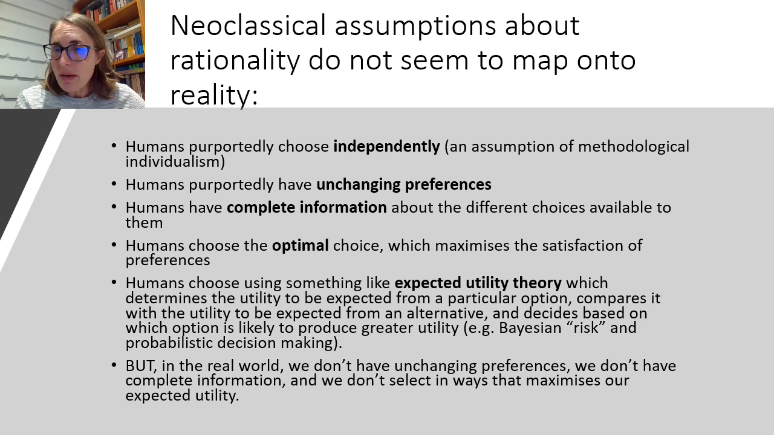and if you like, you can look up expected utility theory in the Stanford Encyclopedia of Philosophy for an account, for those who are familiar with the mathematical terminology and symbols involved, and for others who just want to get a sense of what it's all about. So expected utility theory is in general the determination of the utility to be expected from a particular option, a comparison of that utility with the utility likely to be expected from an alternative, and a decision which is based on which of those various options are likely to produce a greater utility.